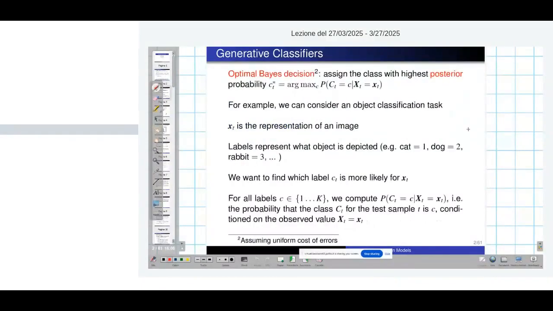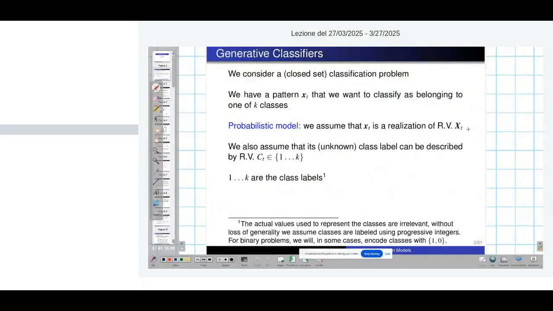we have K classes, we have samples, we have a training set that is divided into K classes, and we will have samples of each class. And then our goal is, given a new sample xt, try to understand to which class it belongs.